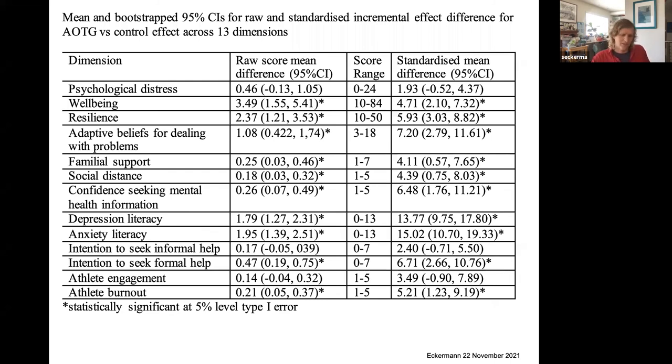10 of those 13 is going to show us, if we'd chosen one of them, it would have been a 10 in 13 chance that it would have been effective with a 5% type 1 error, but three it wouldn't have been.